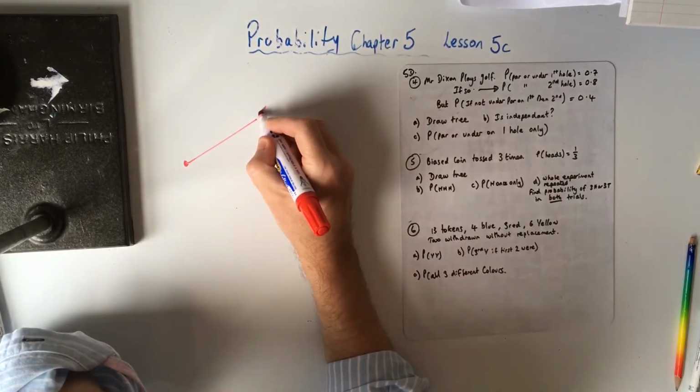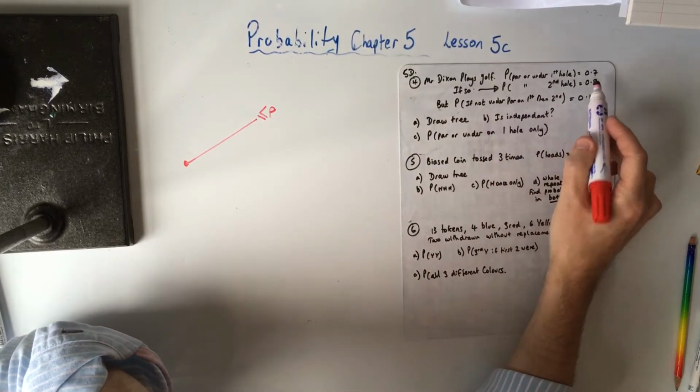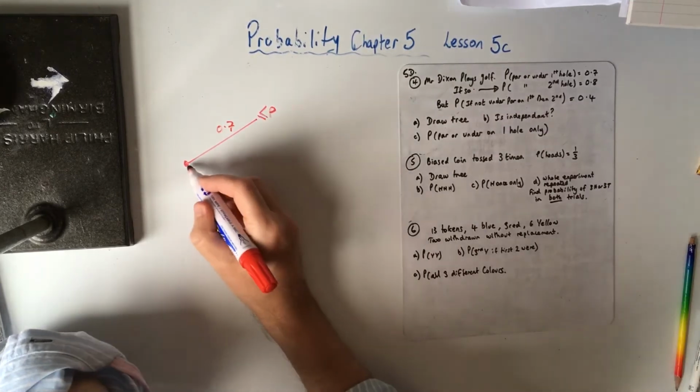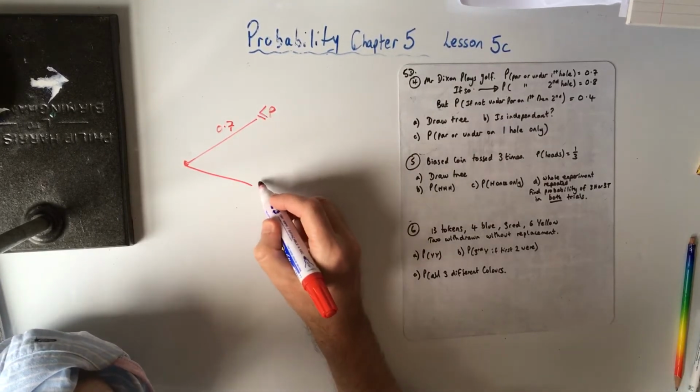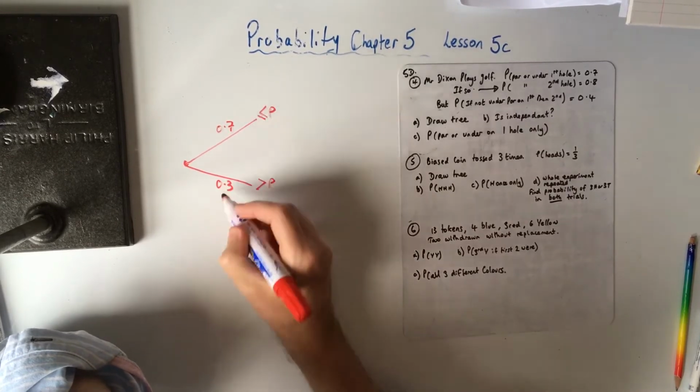So I'm going to do that. So less or equal to par. That's what it says. Less or equal to par on the first hole. The probability of that happening is 0.7. Now that means that the probability of him getting greater than par must be 0.3, because they've got to add up to 1.